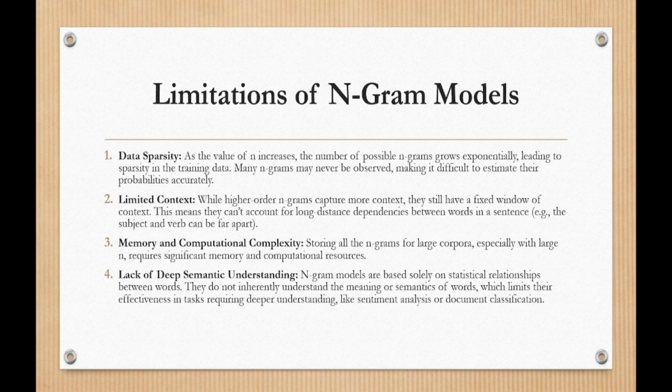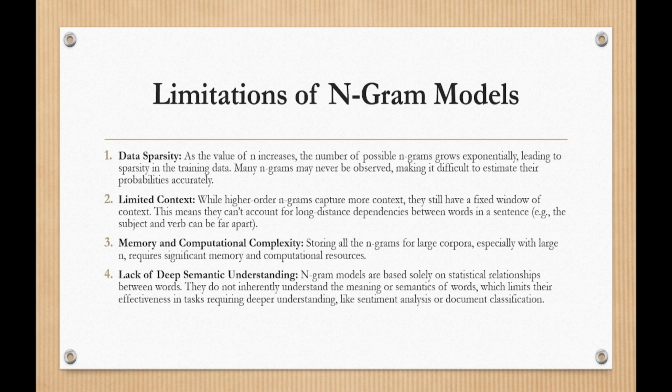Limited context. N-grams look at a small window of words, but they don't see the entire sentence. So if you have a sentence like "the cat jumped over a big fence", the trigram model might only see "the cat jumped" and "cat jumped over", but it won't connect "the cat" as a subject with "fence" as an object, which is far apart. This means the model might miss important connections that are spread out in a sentence.